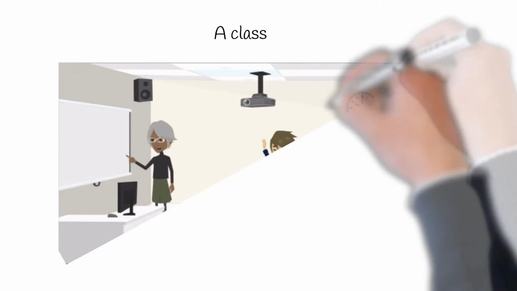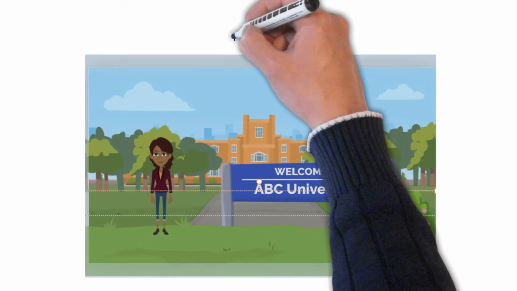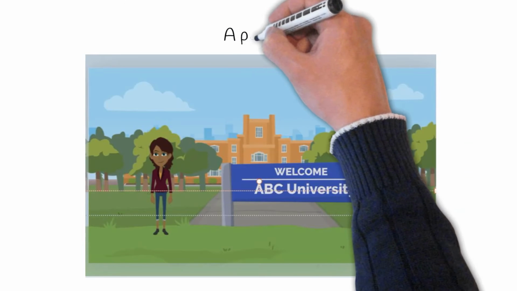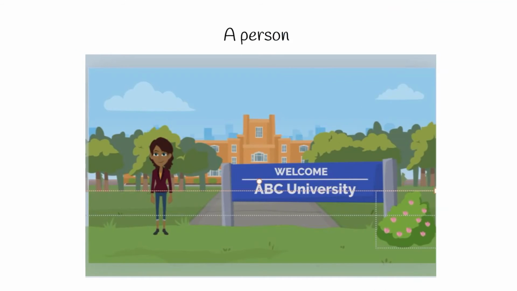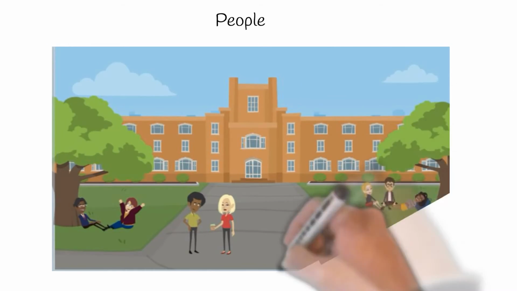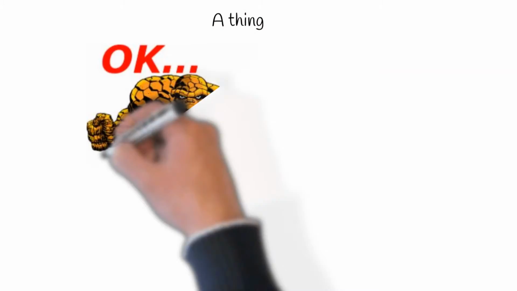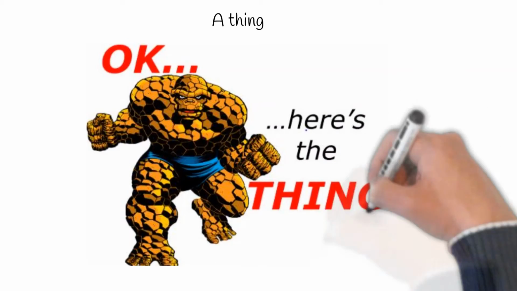A class. C L A S S. A person. P E R S O N. People. P E O P L E. A thing. T H I N G.